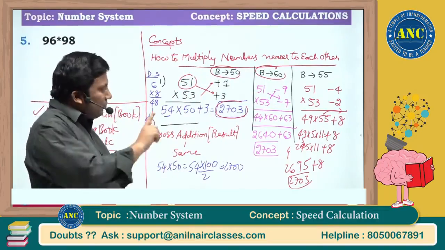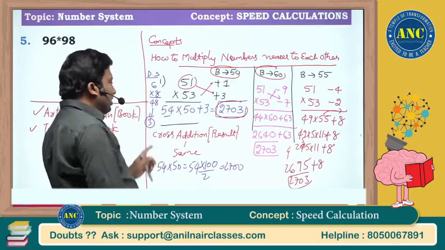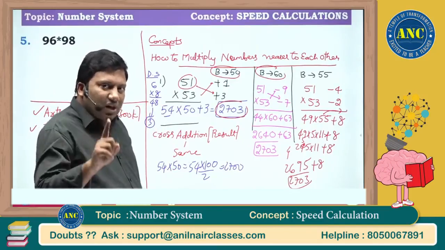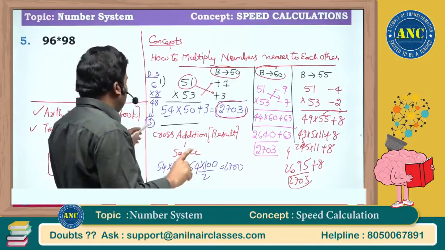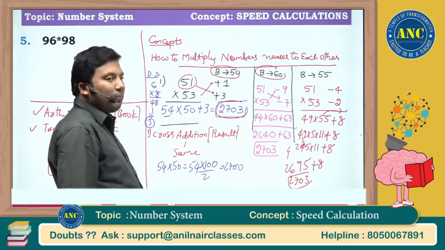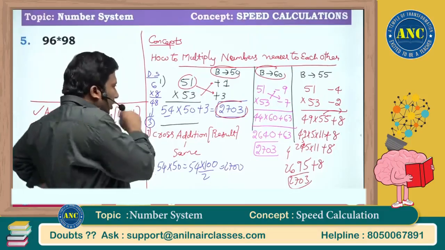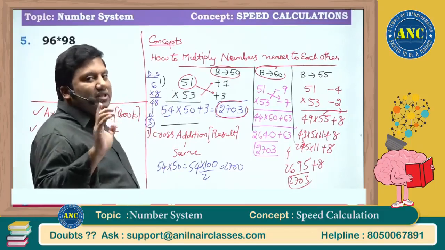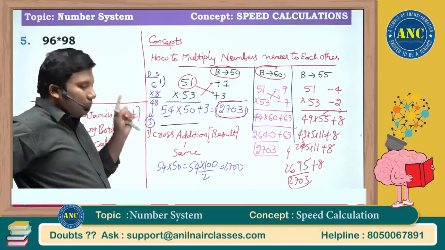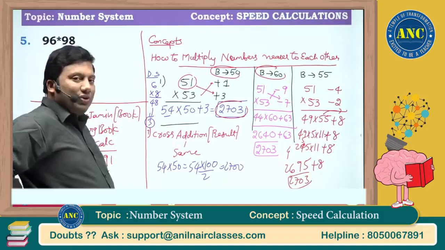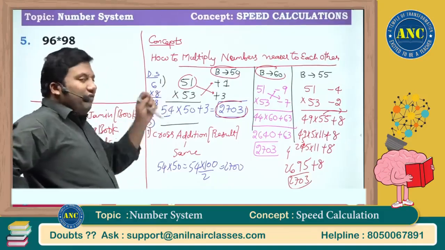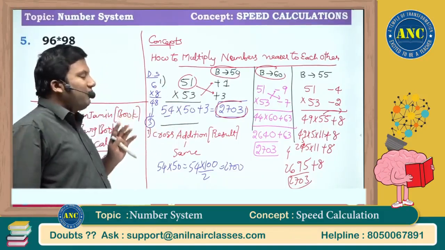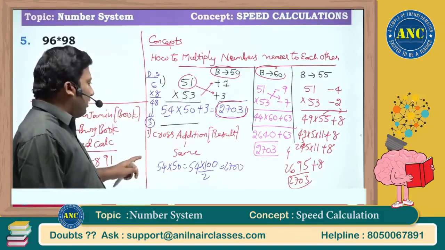Important learning from these three questions. The first important key point: cross addition result should be the same. If the cross addition result is not the same, you did a calculation mistake. Second important key point: digital sum should match. If the digital sum is not matching, you did a calculation mistake. Point number 3: if 51 is a multiple of 3, the answer should also be a multiple of 3.